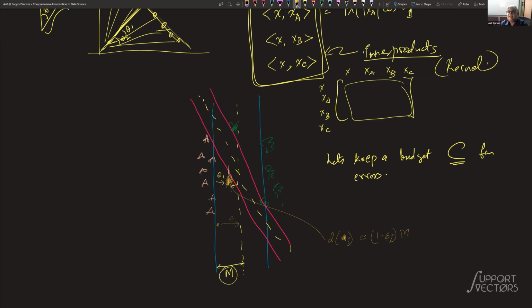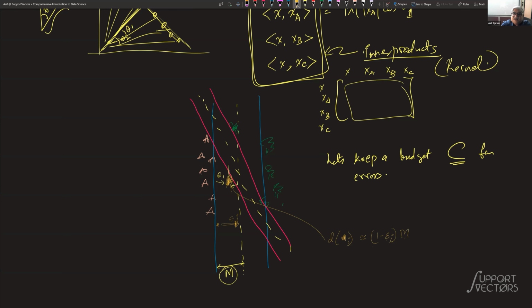So these points that you choose to ignore, they will each have an error associated with them, isn't it? Because how much inland you have come is given by your epsilon i, right? Now, you don't want to allow too many errors.